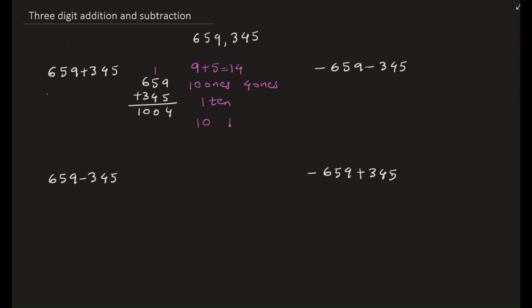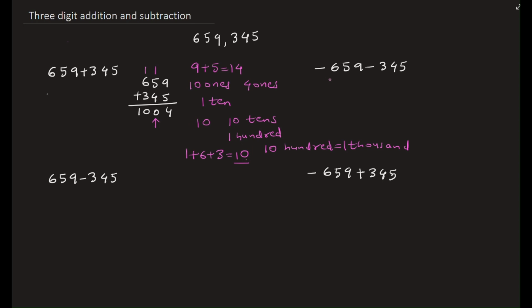So in the tens place I have 10 tens, which equals 100. So I write 0 in the tens place in the answer, and this 1 I carry over to the hundreds place. So in the hundreds place I have 1 plus 6 plus 3, which again equals 10, meaning 1000. So this 0 will come in the hundreds place and 1 will come in the thousands place. The answer is 1004.